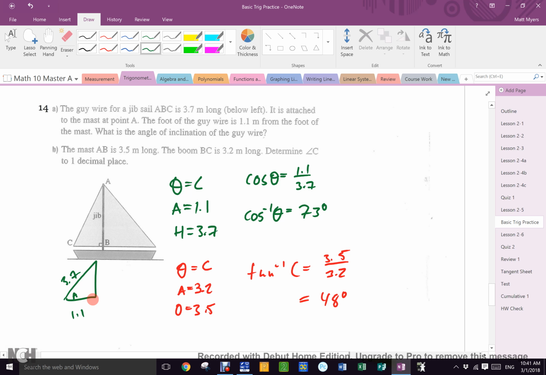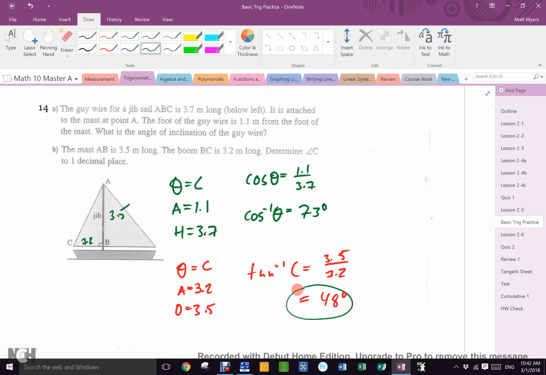Now, the next question is tricky because you think you're going to be using the other triangle, right? But when you read the question, it tells you you're using the same triangle, but you have new values. B to C is 3.2, and AB is 3.5. So now I have opposite over adjacent, 3.5 over 3.2, and I get 48.